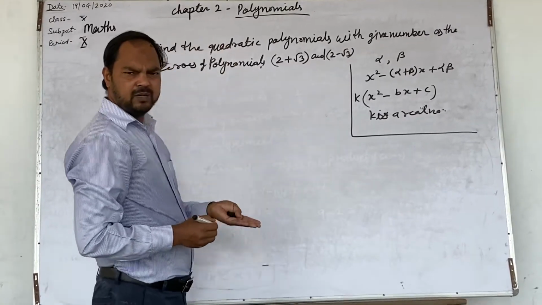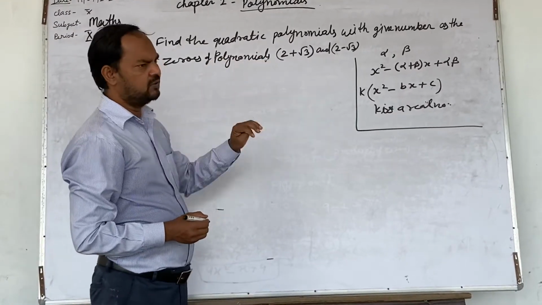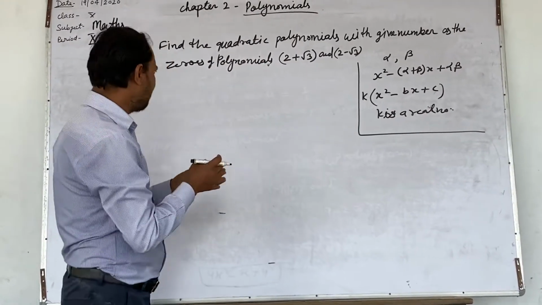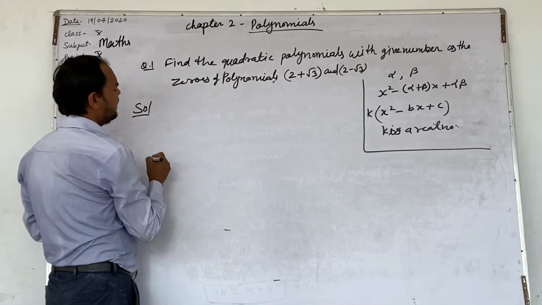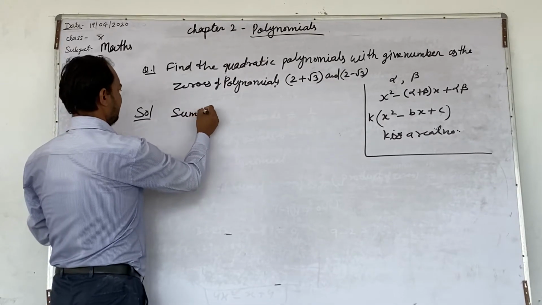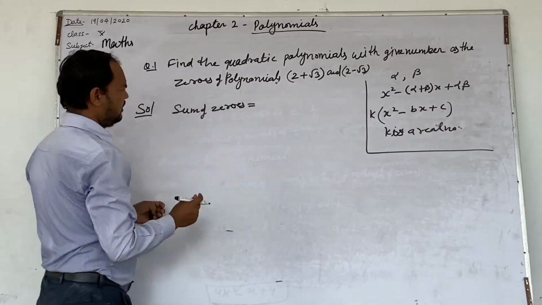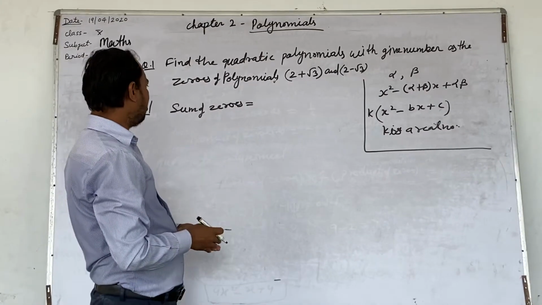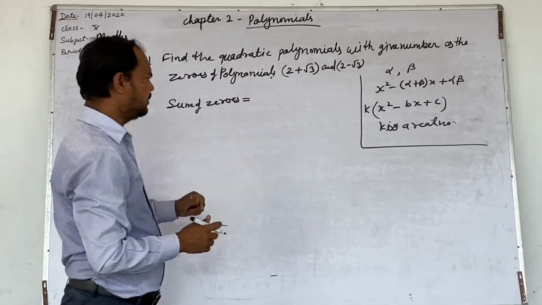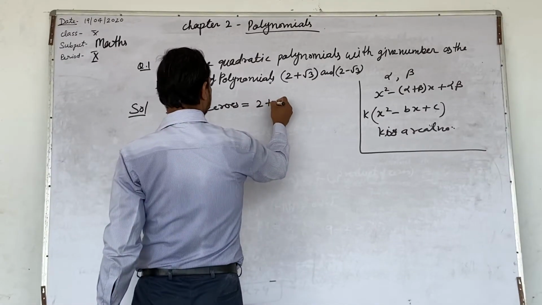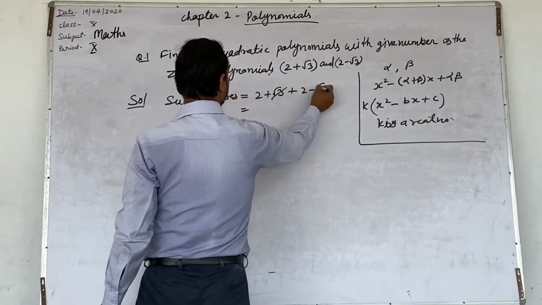In the previous question it was the sum of zeros and product of zeros. Now I will go through that question, we will use the same idea. So first of all we will try to find the sum of zeros. As we know the formula in which you use the sum of zeros, first find the sum of zeros. To get the sum of zeros, we write here 2 plus root 3 plus 2 minus root 3 gives 4.